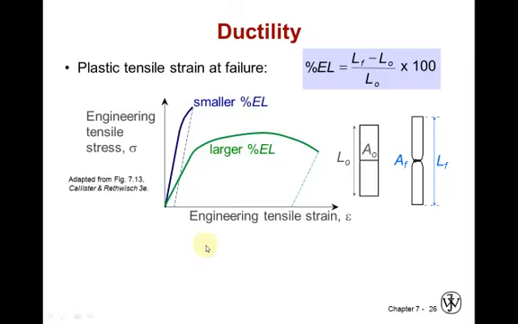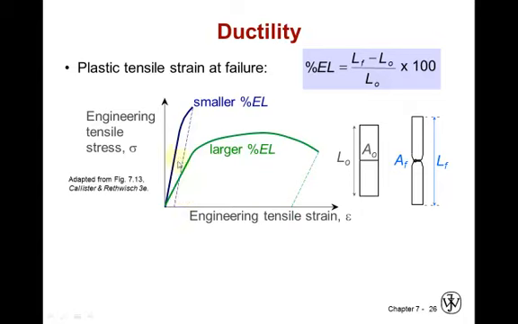Ductility is a measure of the ability of a material to stretch, and stretch in a plastic sense. So it is measured often by percent elongation. How much does it stretch over its original length? And this is also not considering its stretching over the elastic region. That's why you have this curve coming back down here. So it only considers the plastic region.